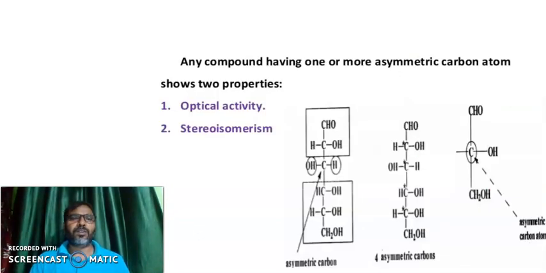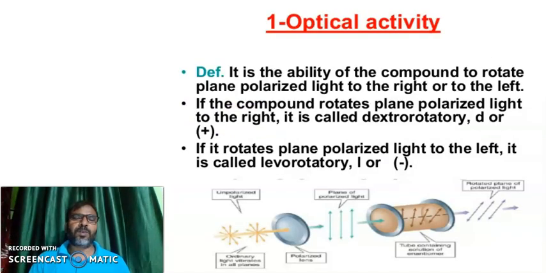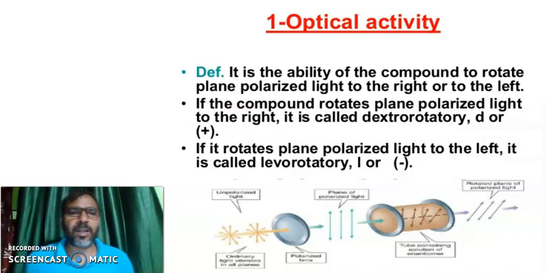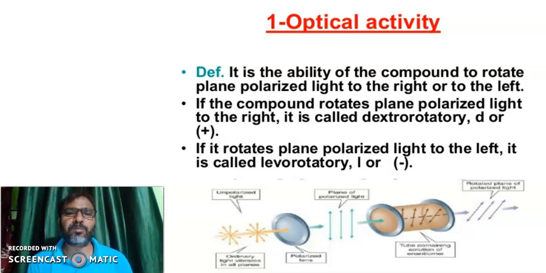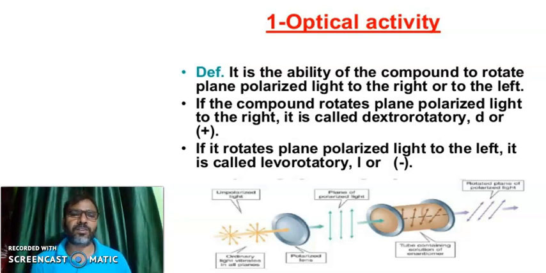So a compound having one or more asymmetric carbon atoms shows two properties: optical activity and stereoisomers. So what is optical activity? It is the ability of a compound to rotate plane polarized light to the right or to the left. If the compound rotates plane polarized light to the right, it is called dextrorotatory, D or positive. If it rotates plane polarized light to the left, it is called levorotatory, L or minus.